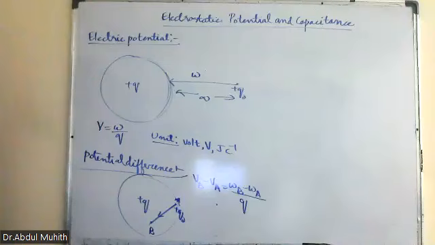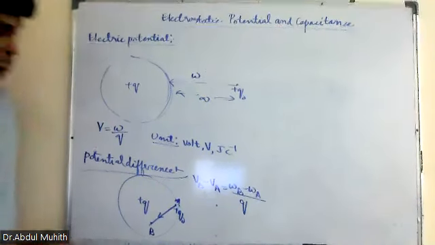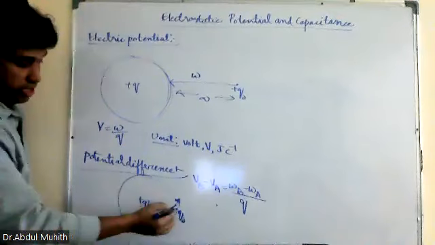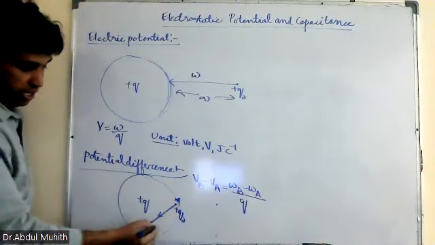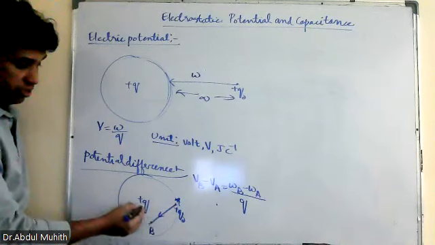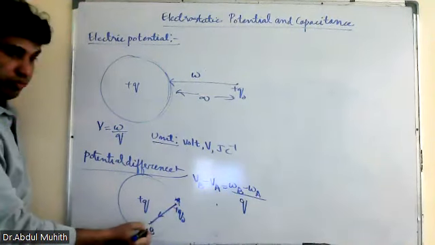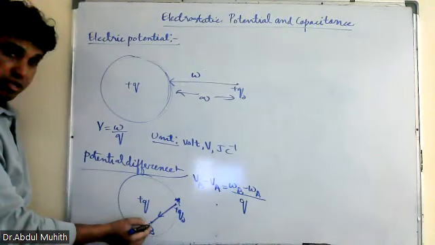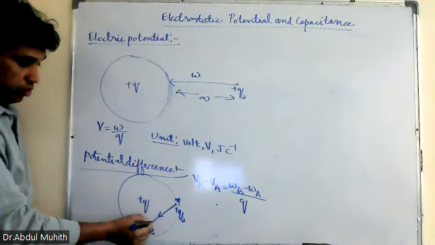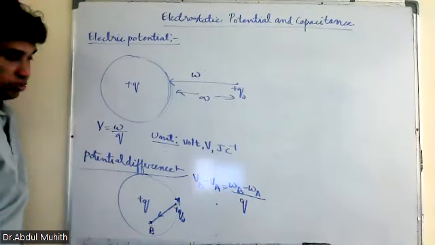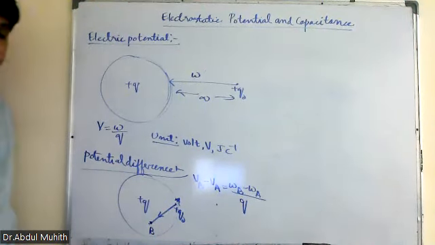Yes, sir. Can you explain it again? Suppose there is a charge whose influence is up to a certain extent. Now we are moving a unit positive charge from point A to point B under the influence of charge q. As we are moving closer and closer, the work done required to move the charge will be more and more. Is it not? Yes, sir. So that difference is known as potential difference.